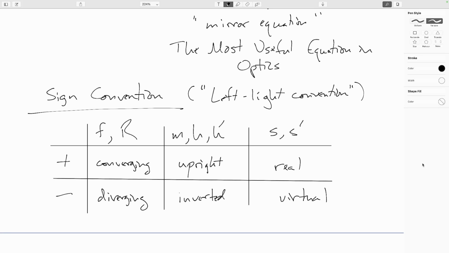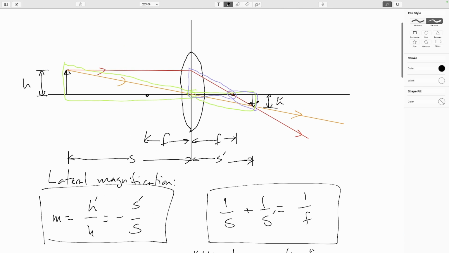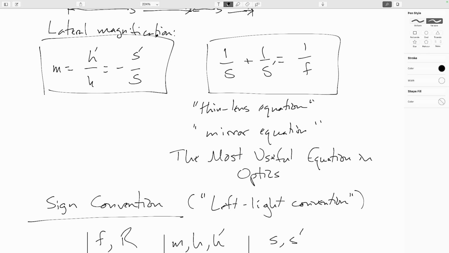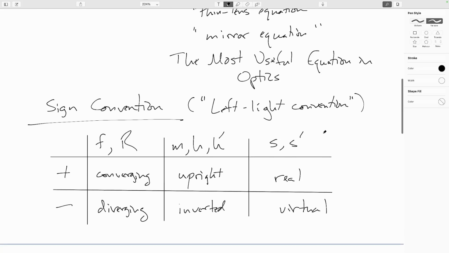But as far as images go, remember, a real image is one you can form on a screen. A virtual image is one that you have to look through the lens or the mirror to see. So with these choices of plus and minus signs, you can go back and do this same kind of argument for cases 3 and 4, and also similarly for mirrors when we get to it. You could do a similar whole argument again. And in each case, out will pop the lateral magnification relationship and the most useful equation in optics.